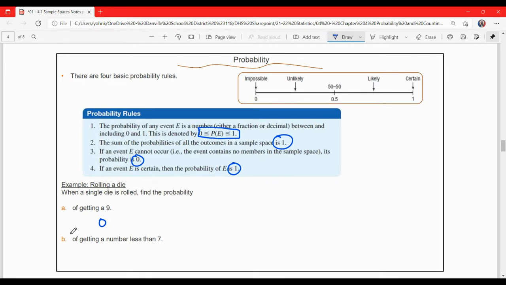And then letter B, the probability of getting a number less than 7. Well, all the numbers on the die are less than 7, so the probability is equal to 1.